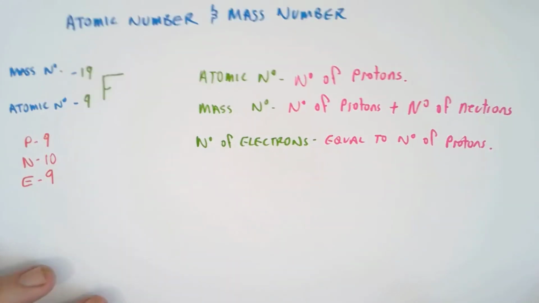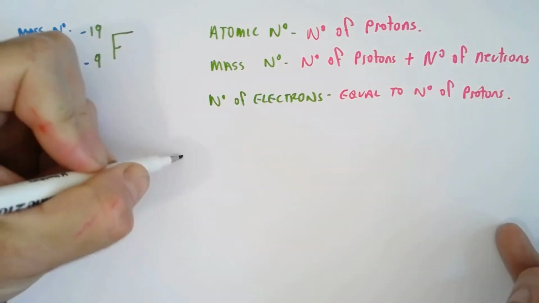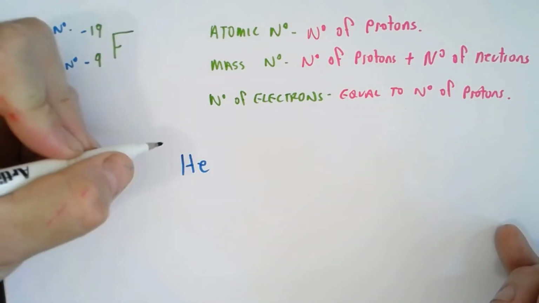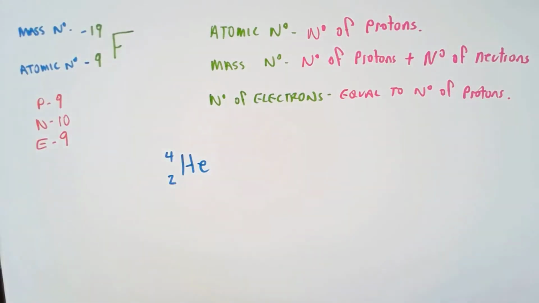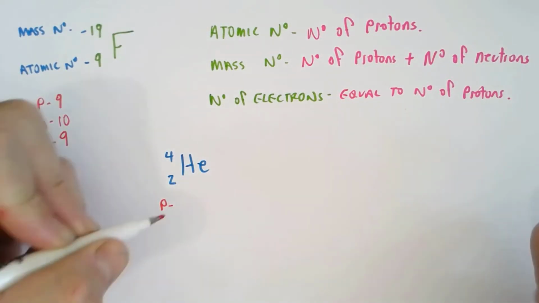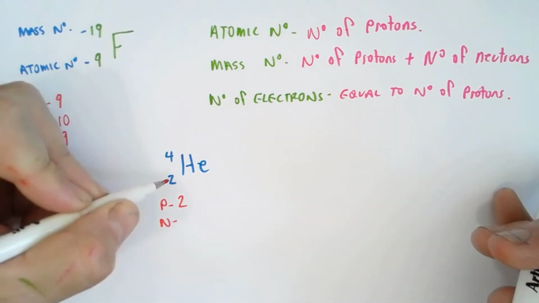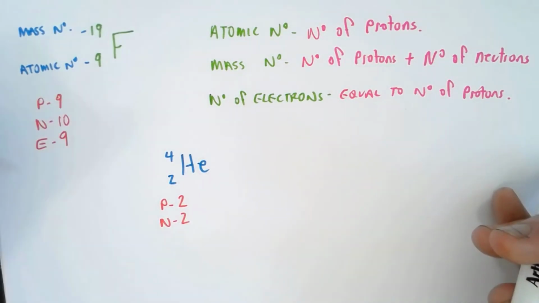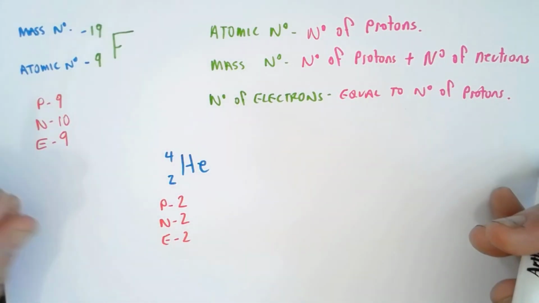So let's do a few more. Let's do helium, He, and the two numbers are 4 and 2. Okay, so how many protons is it going to have? It's got an atomic number of 2, so therefore it's got 2 protons. How many neutrons? 4 take 2 is 2. How many electrons? It has the same number of electrons as it has protons, so therefore it has 2 electrons.